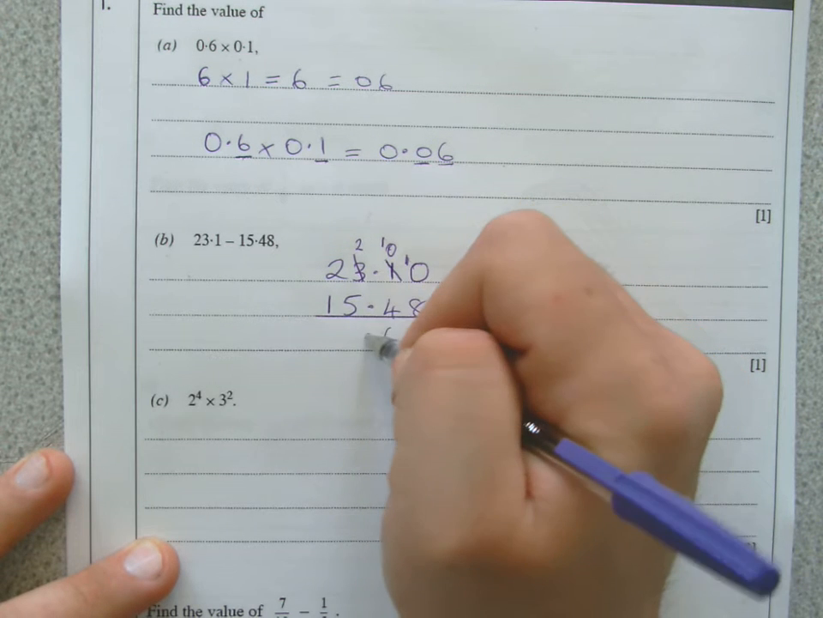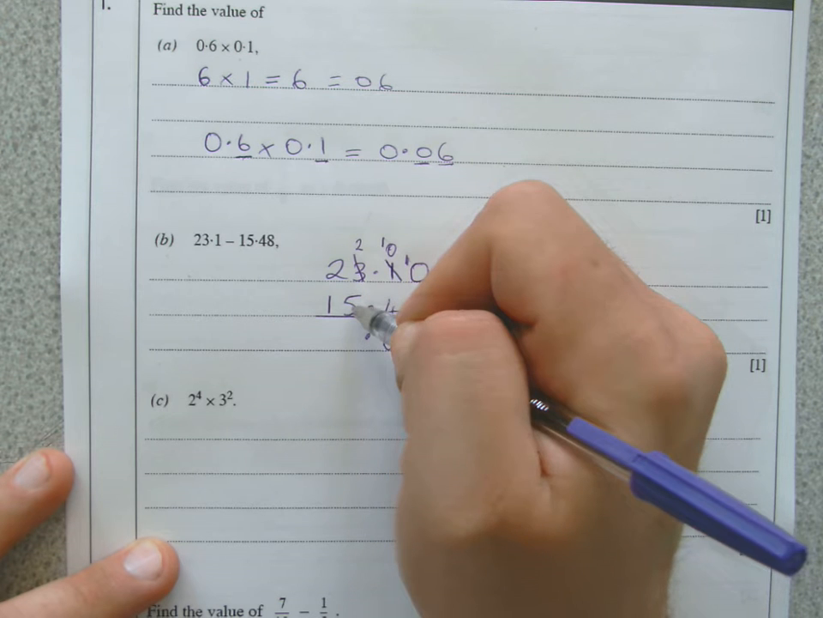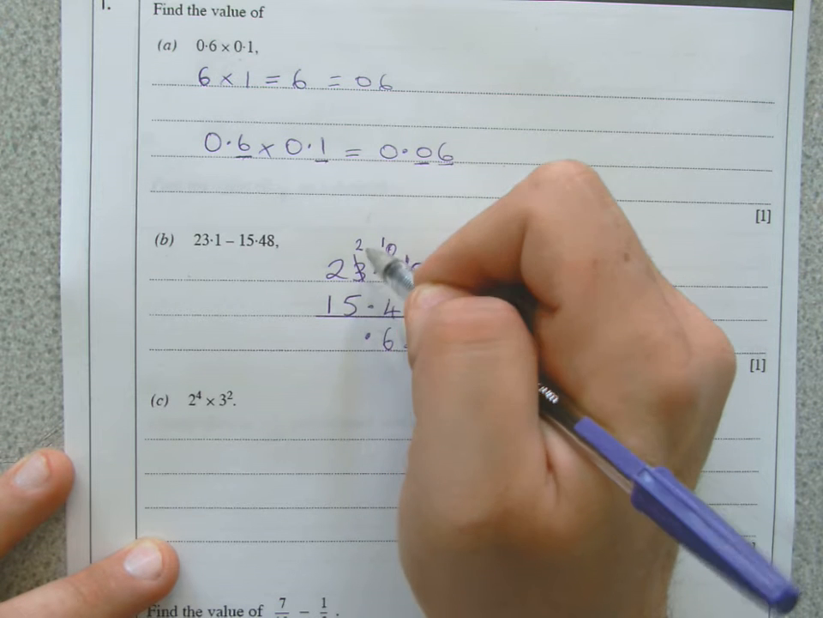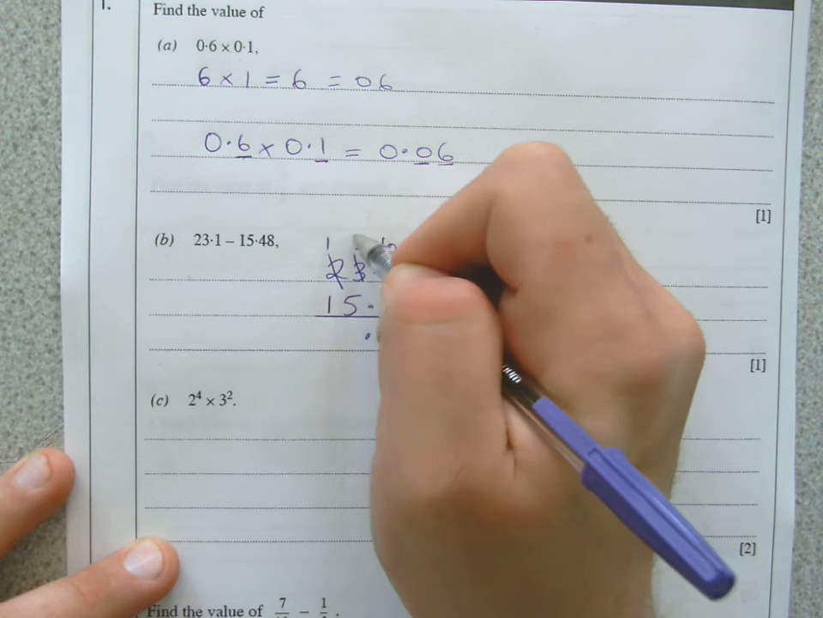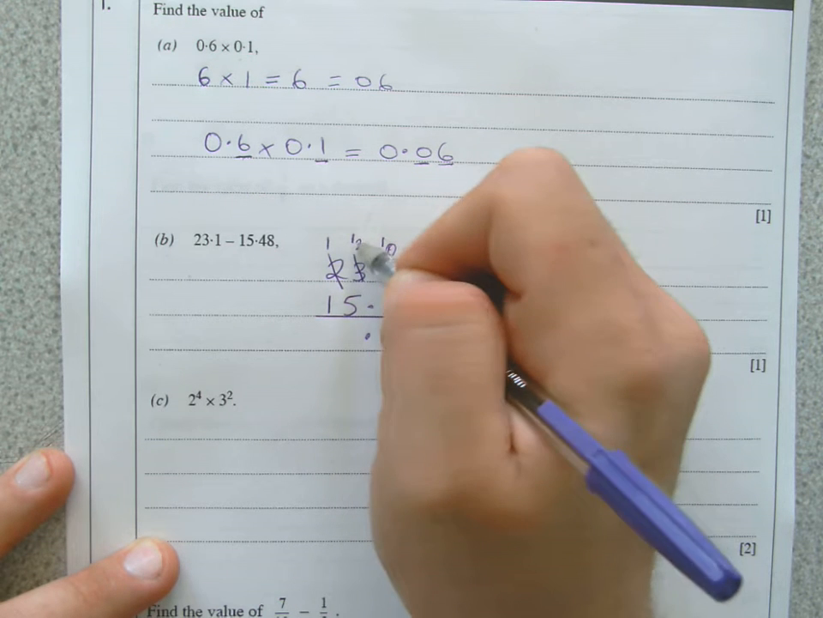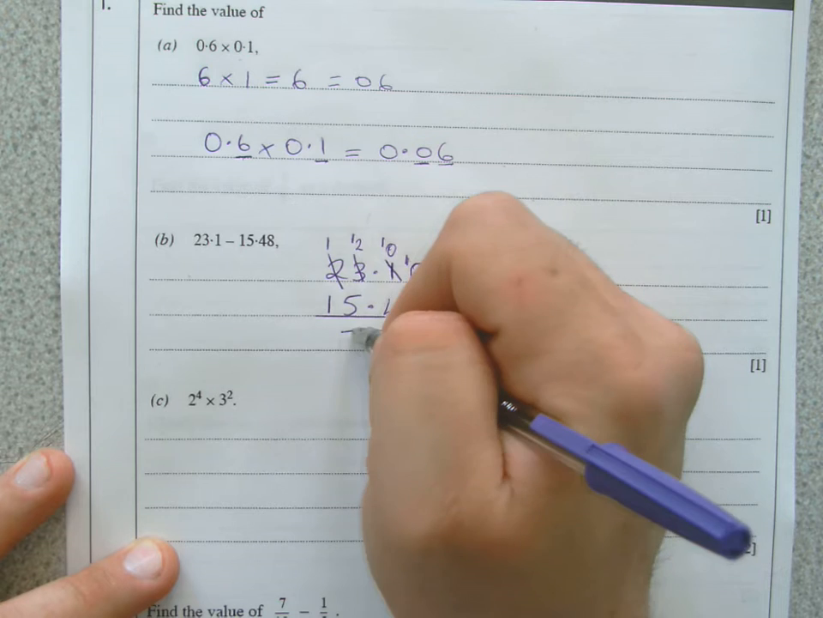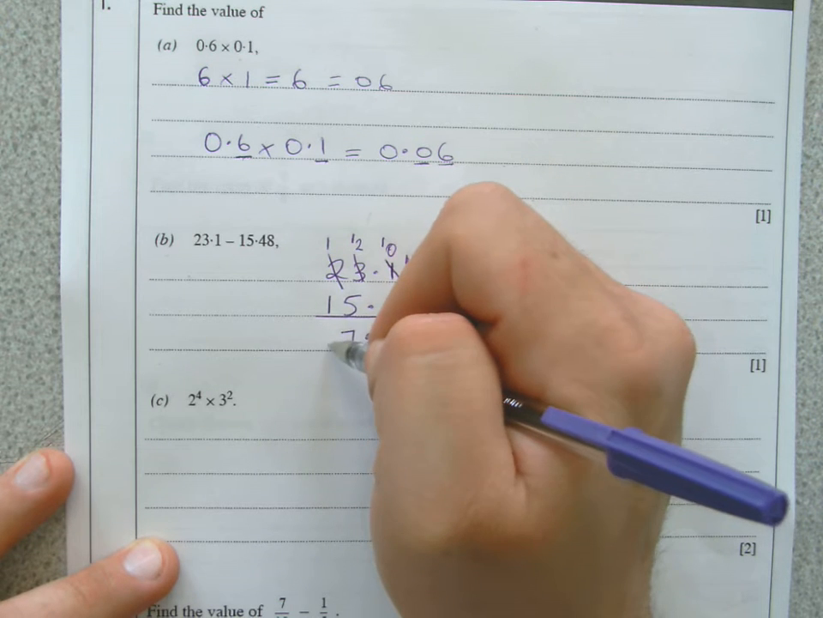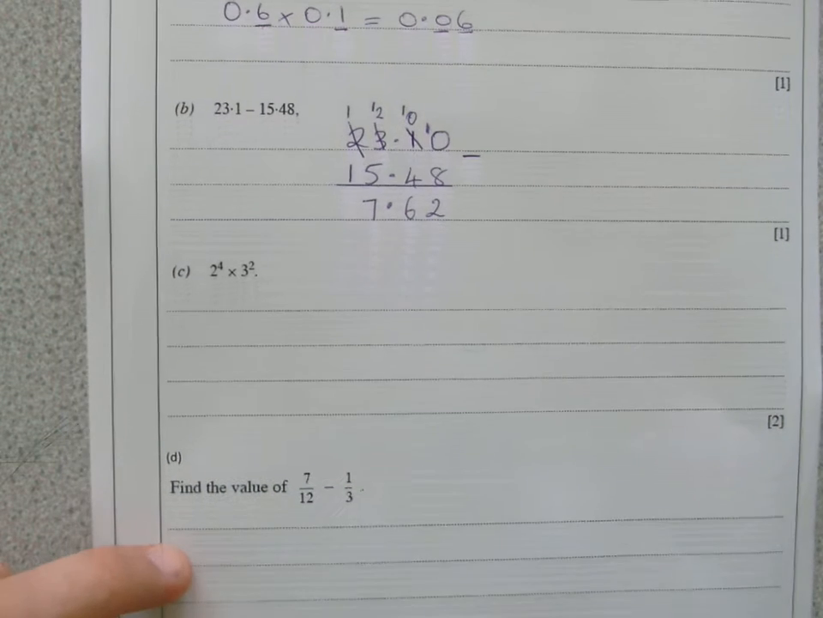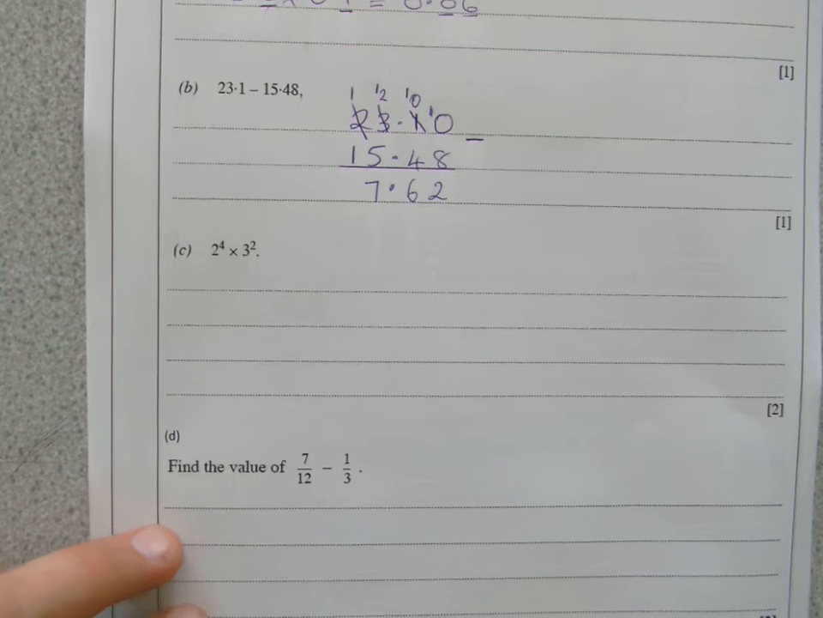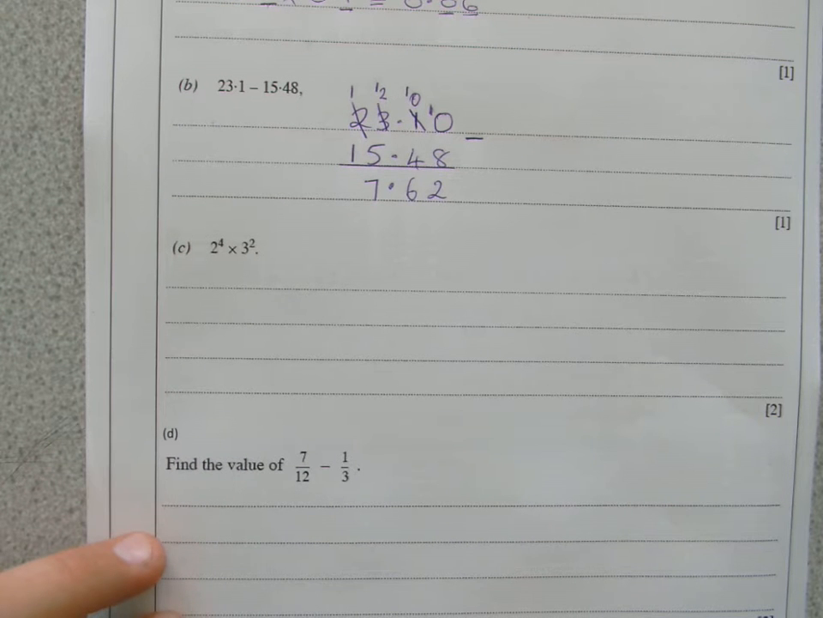Decimal points are lined up, so we must have them down here. 2 take away 5, well again we can't do that. So we need to borrow from here. Borrow 1 from here, that makes that a 1, and then the 1 I borrow, put it here, so we've got 12. 12 take away 5 is 7, and then 1 take away 1 is nothing, so we get our answer 7.62.